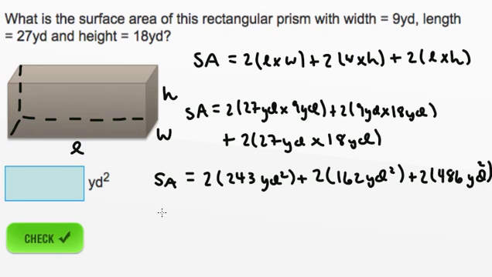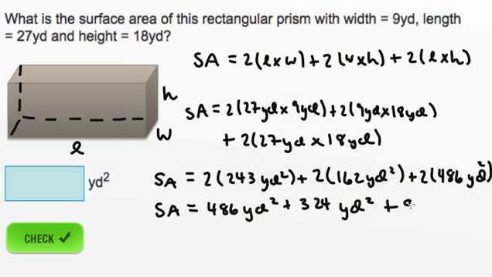Now let's multiply everything by 2. If we do this, we'll see that the surface area now equals 486 square yards plus 324 square yards plus 972 square yards. Finally, if you add these 3 numbers together, you'll see that the surface area equals 1,782 square yards.